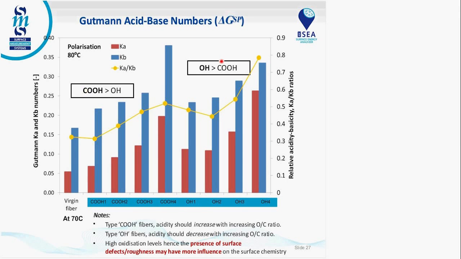Now with hydroxyl, we should see a decrease in the acidity, which we do initially. This is the acid number divided by the base number. We do see a decrease in the acidity, but then it begins to increase. What we believe is happening, and we see some other evidence in some SEM images, is that as you oxidize these more and more aggressively, you create a high degree of surface defects and surface roughness, and you kind of destroy the carbon fiber. So there may be some other effects going on other than just oxidative effects, and that may be why we see this trend reverse at high oxidation levels for the hydroxyl oxidation.